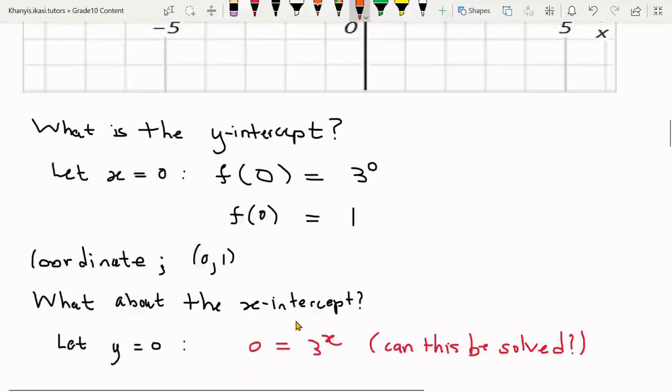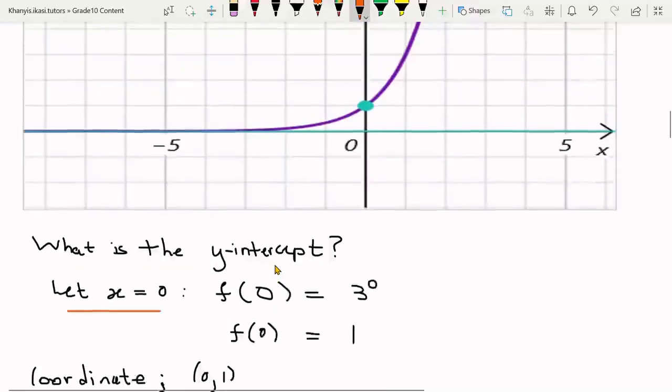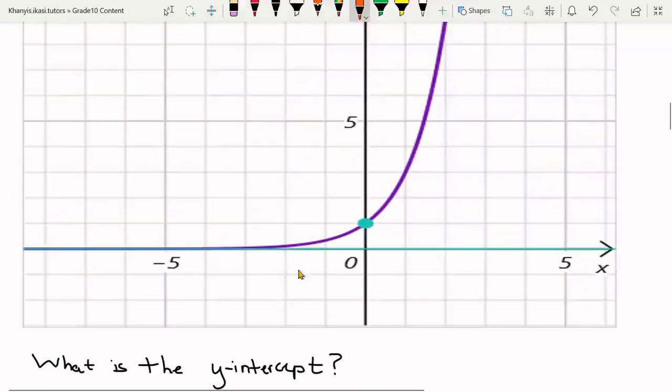Now, let's find the y-intercept. So if you want the y-intercept, what do we do first? We let or make or put x to be equal to 0, right? And so f of 0 is equal to 3 to the power of 0. But 3 to the power of 0 is just 1, right? So f of 0 is equal to 1. And therefore your coordinate of the y-intercept is (0, 1). Is the y-intercept (0, 1)?